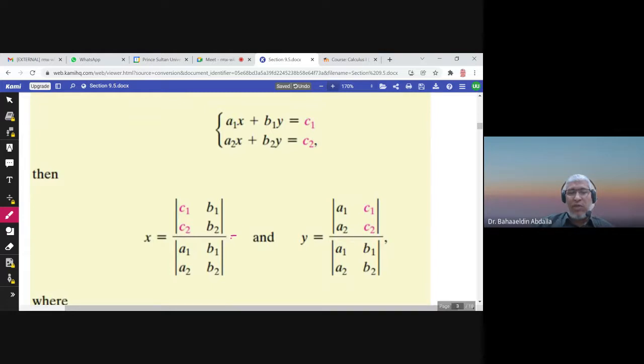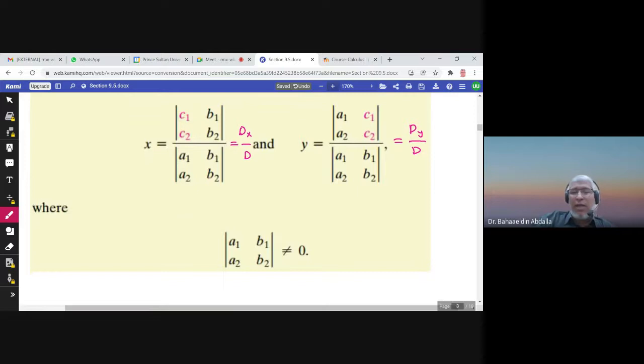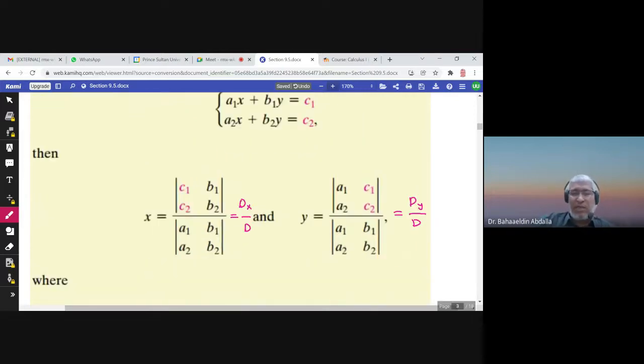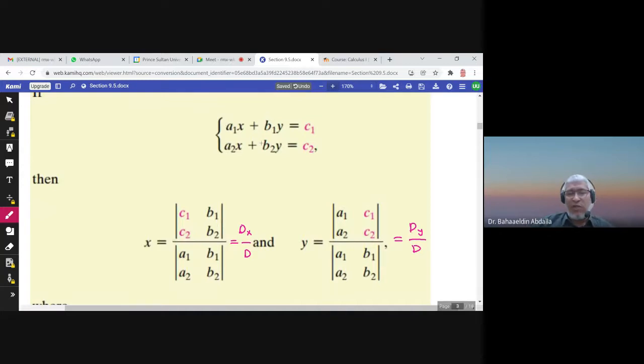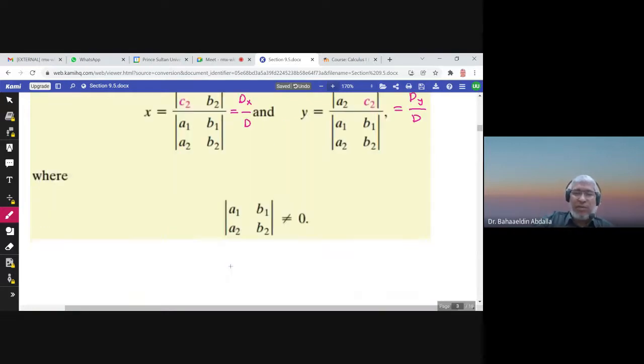This determinant, we call it dx. This determinant, we call it d. This determinant, we call it dy. And this determinant, we call it d. How do we find d? It is the determinant of the coefficients a1, a2, b1, b2. This would be the determinant D.